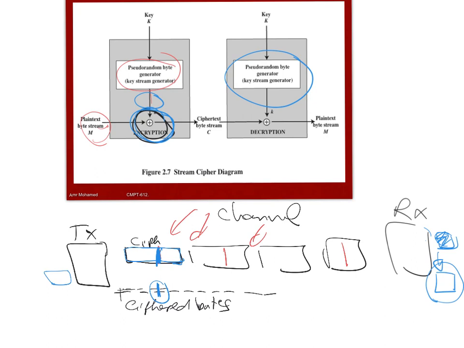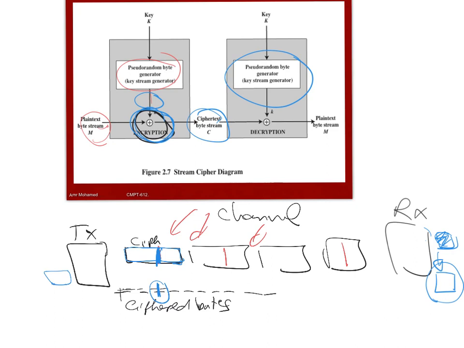XOR twice will produce the original text. So any manipulation to the bits by the channel, the error will be localized. The effect of this error will be local, unlike the block cipher.